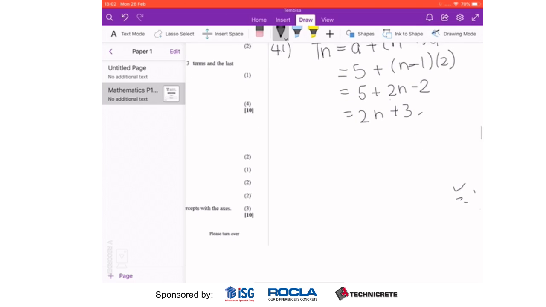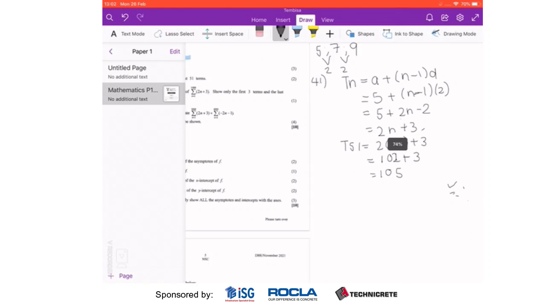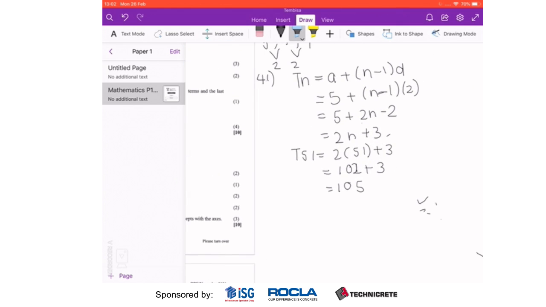We want T51 now, so we're going to just continue. So 2 times 51 plus 3, and if you put this into your calculator, you're going to get 102 plus 3, which is equal to 105. Easy 2-mark question, I think 3-mark question. So very easy to get these marks: 1 for your a value, 1 for your d value, substituting into the correct formula, and your answer.